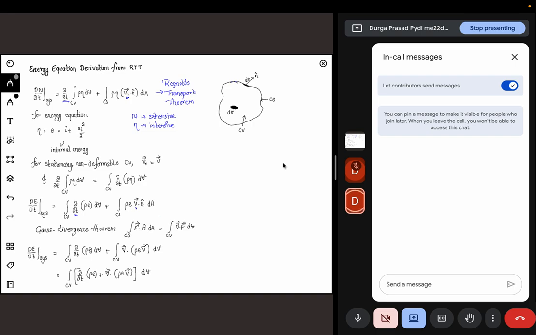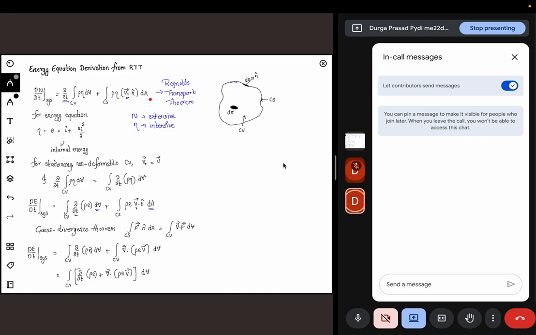Now the idea here is that we have one term with respect to a volume integral, and then we have a surface integral. So we aim to convert both of them into volume integrals so that we can come up with a differential form of this particular governing equation.